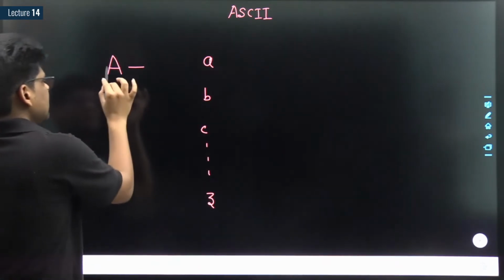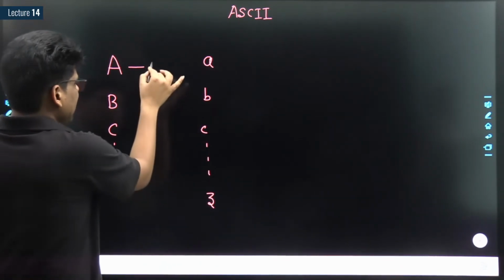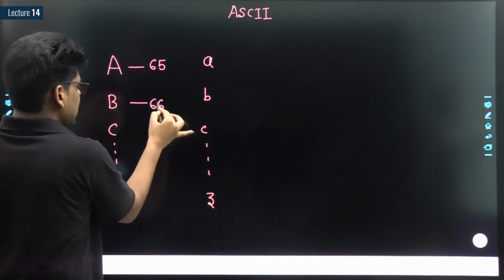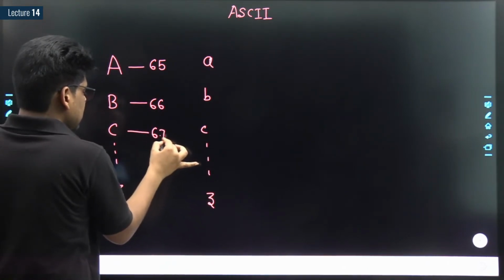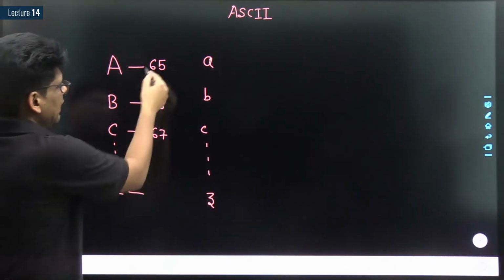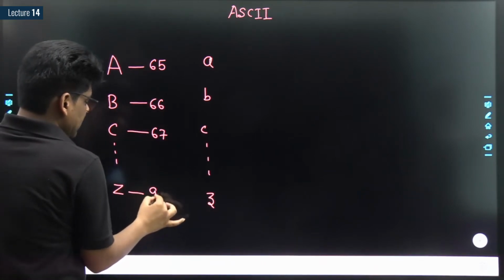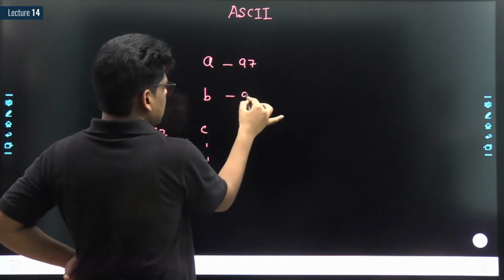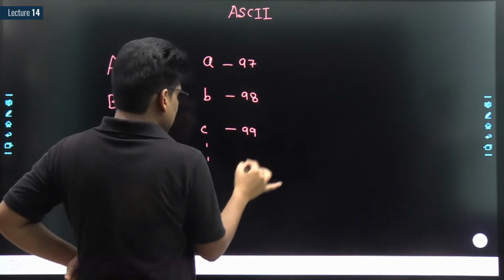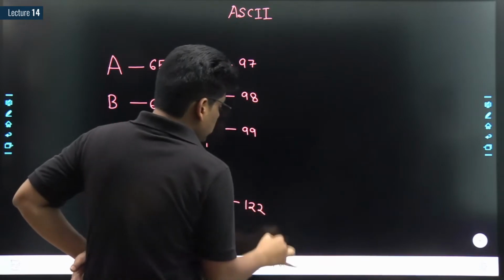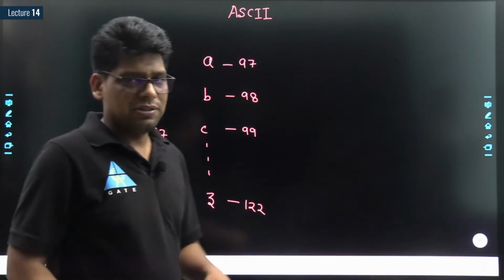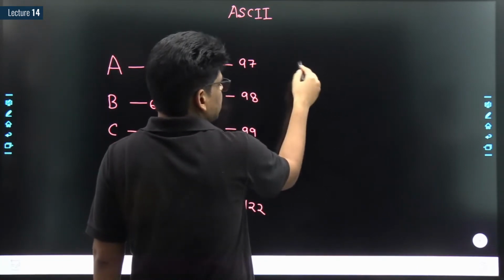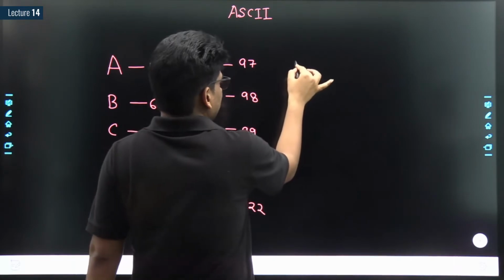For example, what is the constant integer for capital A? It is 65. For capital B, it is 66. For capital C, it is 67. Then for capital Z, 65 plus 25, that is 90. Similarly, for a small a, it is 97, 98, 99 and up to 122. English type language. On the keyboard, we have something like @ and other symbols like $.